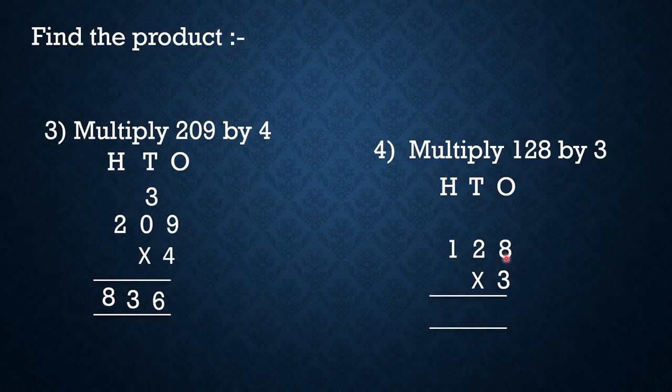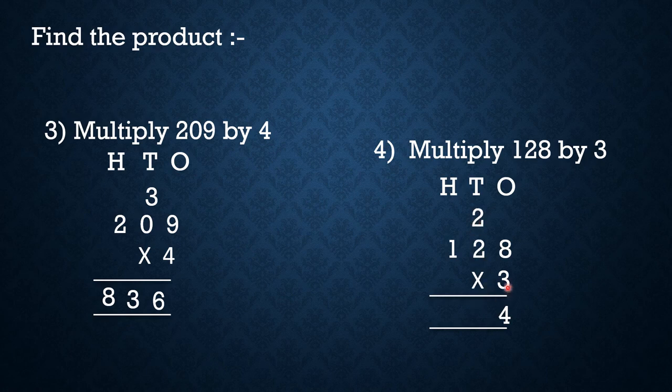3 ones are 3, 3 twos are 6, 3 threes are 9, 3 fours are 12, 3 fives are 15, 3 sixes are 18, 3 sevens are 21, 3 eights are 24. So here 24 is a 2-digit answer. So we will write 4 here at ones place column and 2 will be carry over at tens place column.